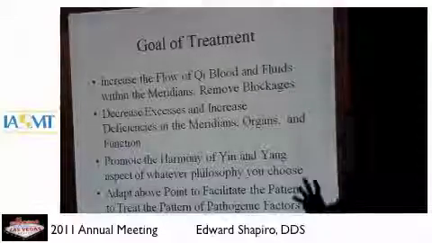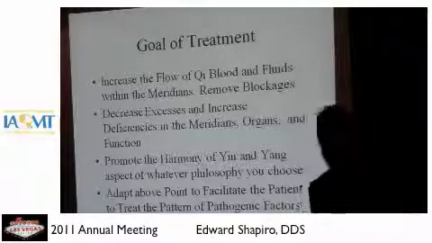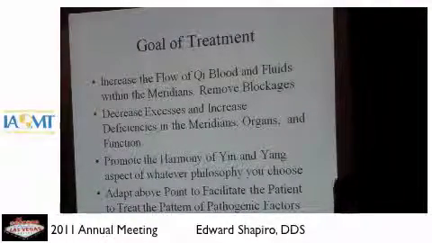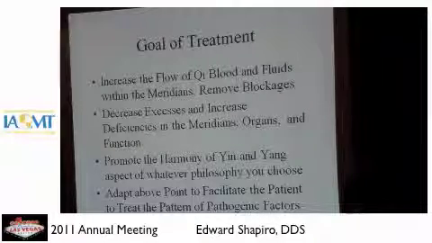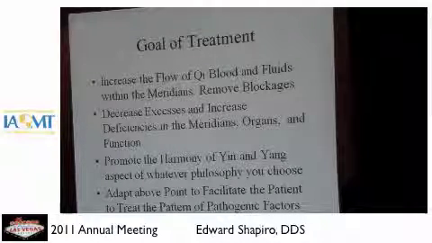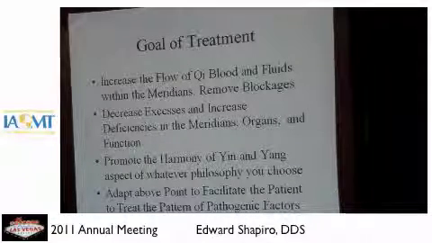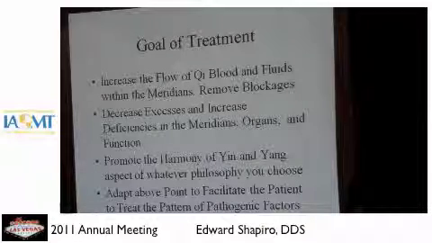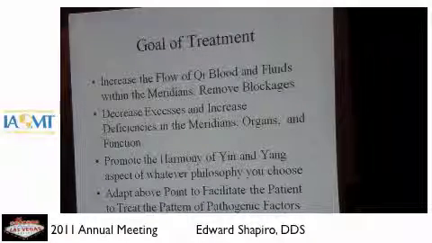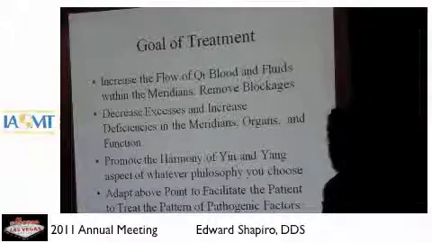Goal of treatment, as I told you earlier, all pain is due to blockage in blood and qi. So the first thing in treatment you're going to want to do is increase the flow of blood and qi. You're going to want to decrease the excesses and increase the deficiencies in the organs, in the meridians, and in the function in between. You're going to create the harmony between yin and yang. And then adapt all of that to the patient's pathogenic factors, taking into effect what's going on with them medically, what medications they're on, make adjustments for that. And that's how you come up with an active, complete treatment for acupuncture. And you can apply that to any one of those previous different philosophies.